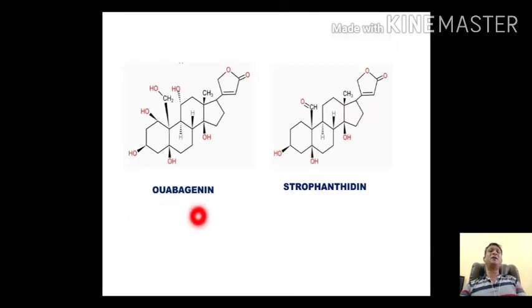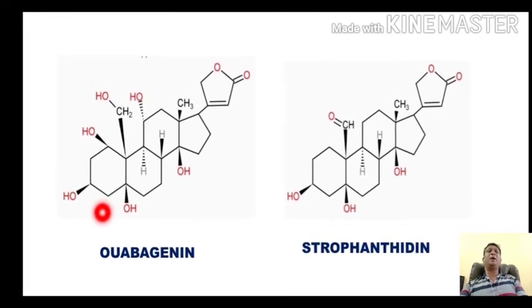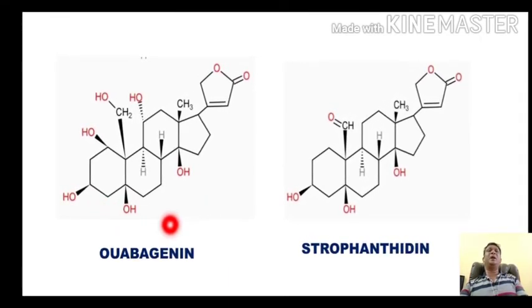The first one is ouabagenin and the second one is strophanthidin. Now in case of ouabagenin, a lot of hydroxyl groups are present at C1, C3, C5. We have at C11 and C14. Now as I mentioned earlier, instead of a methyl group at C10, here we have a hydroxymethyl group.